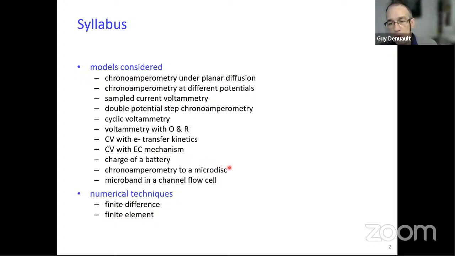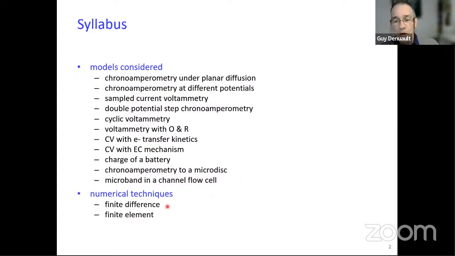Then, in the third lecture, we're going to look at more complicated electrode geometries, such as the microdisc, but also we're going to consider how to simulate situations where we have more than just diffusion. So this will be a case where we have diffusion and convection in a channel flow cell. So this is just an overview of the examples I'm going to cover in these lectures.